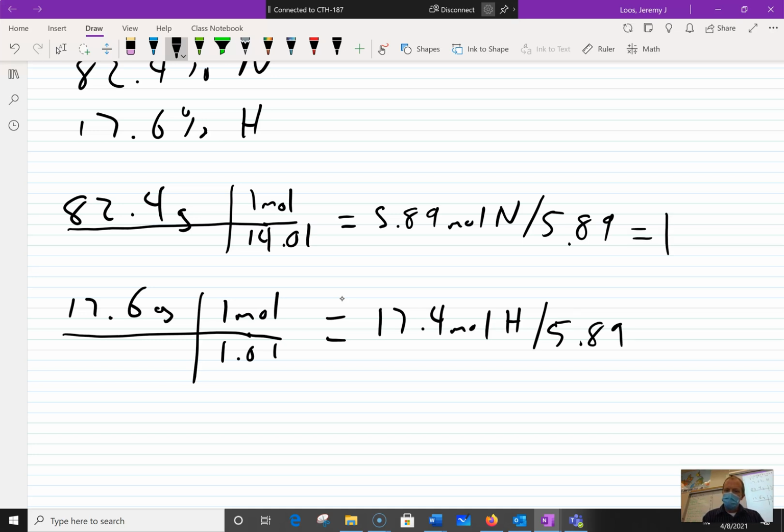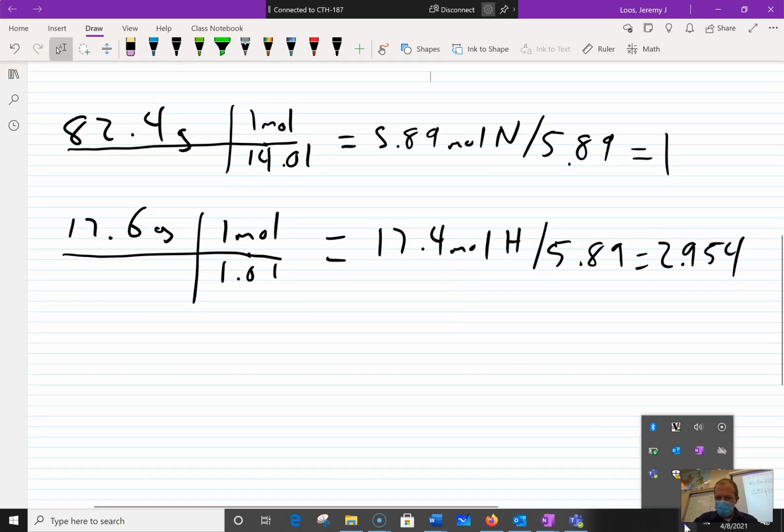And the reason you do that, like I said, is we are trying to get these things to a whole number ratio. So when you do 17.4 divided by 5.89, we get 2.954. Okay, make them whole.